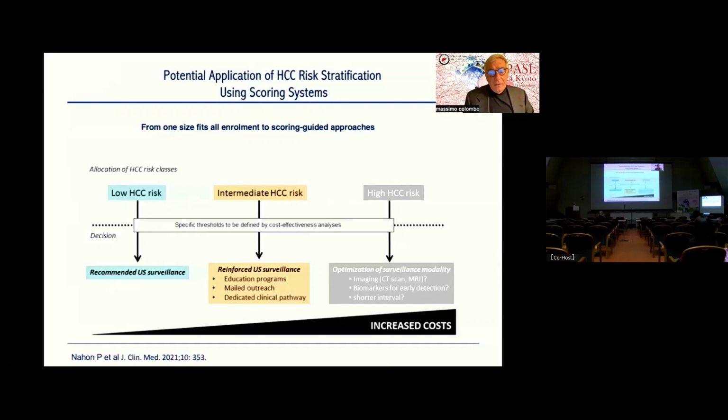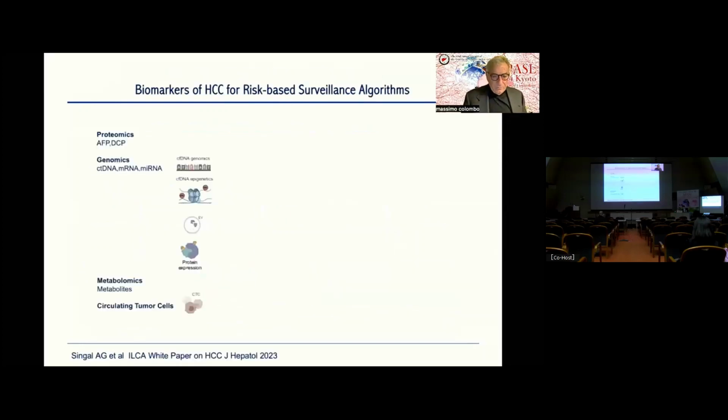Those in the intermediate, so-called gray area, individuals at intermediate HCC risk, should undergo reinforced US surveillance with educational programs directed to doctors and nurses, mail outreach to improve compliance, and dedicated clinical pathways to be generated indoor and outdoor. Luckily enough, we are developing a number of biomarkers that would help us in better identification of tumor and anticipating tumor identification prior to the imaging diagnosis.